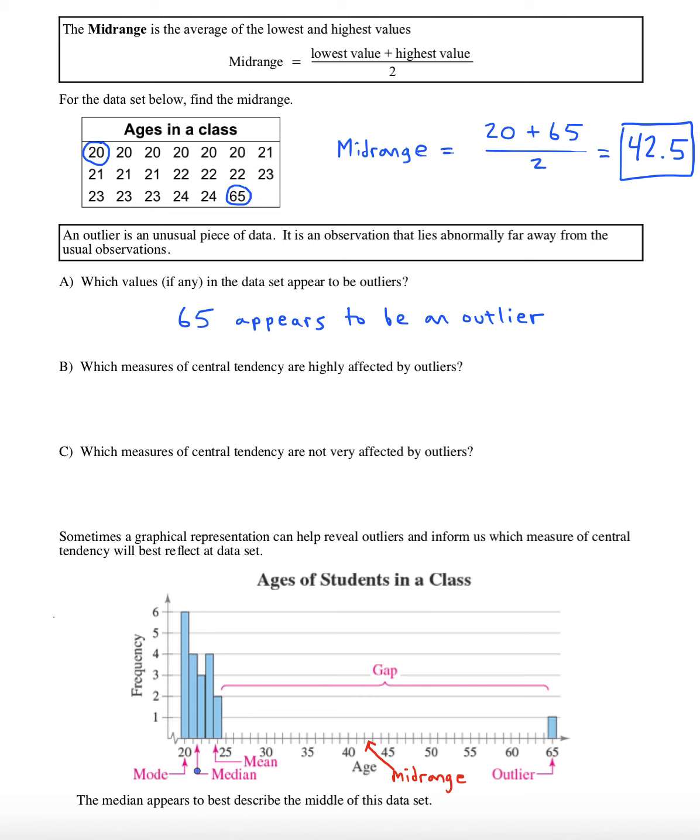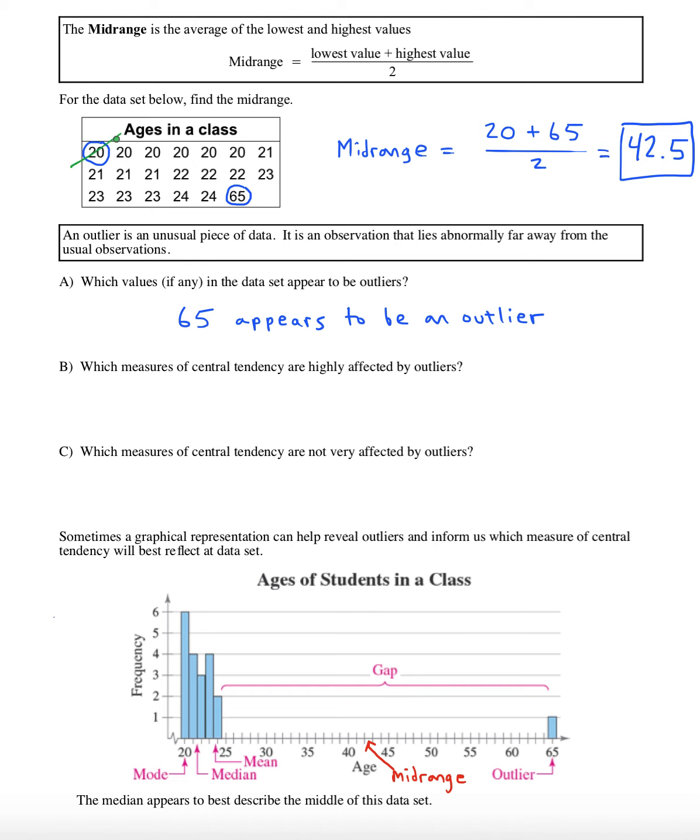So if you take a look here, the mode does not appear to be highly affected by the presence of the 65. For example, the mode would be 20 no matter whether the 65 was 65 or something else. It wouldn't matter if the 65 was there or not. So what about the median?